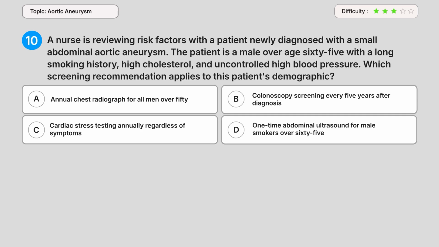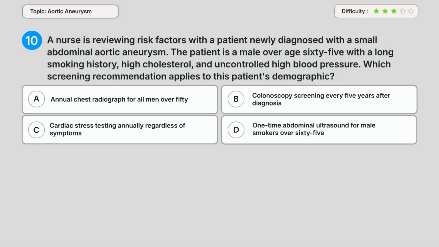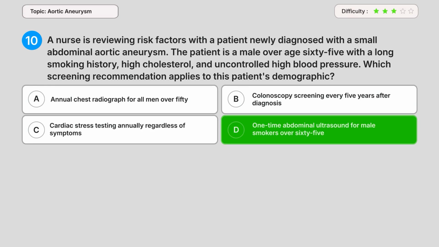B. Colonoscopy screening every 5 years after diagnosis. C. Cardiac stress testing annually, regardless of symptoms. D. One-time abdominal ultrasound for male smokers over 65. Do you know the answer? Correct answer, D. One-time abdominal ultrasound for male smokers over 65.